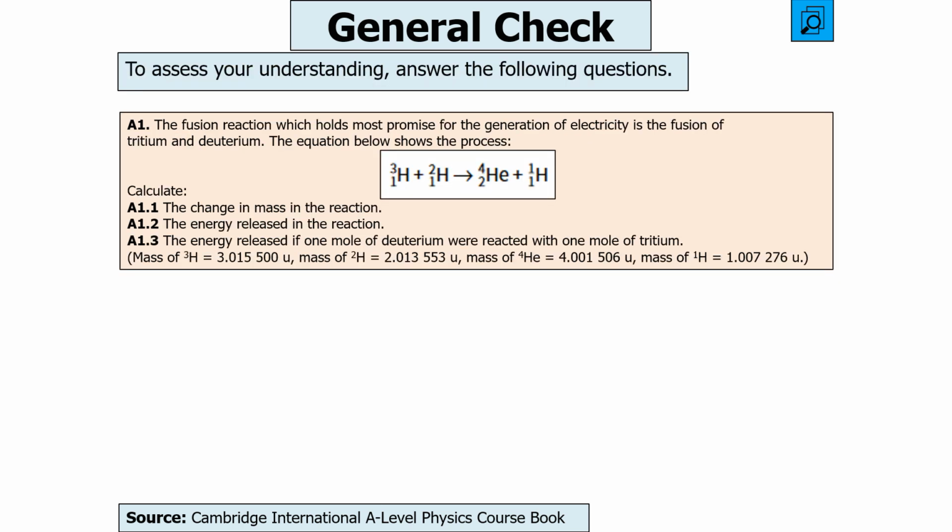The next question says the fusion reaction which holds the most promise for the generation is the fusion of tritium and deuterium. The equation below shows the process. So calculate the change in mass in this reaction, the energy released in this reaction, and the energy released if 1 mole of deuterium reacted with 1 mole of tritium.